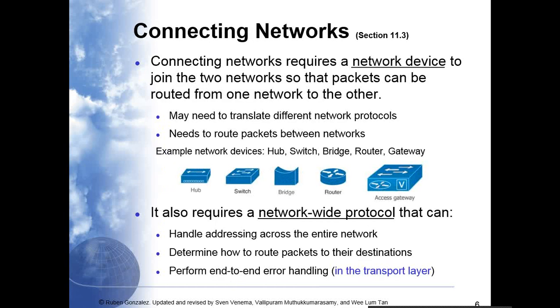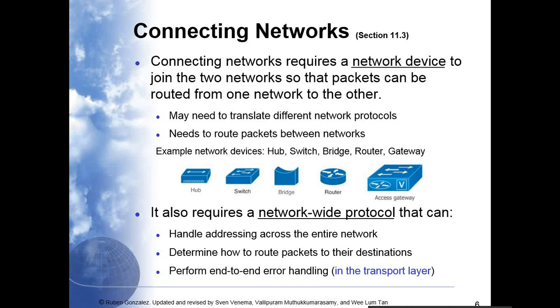So when you're connecting networks, that requires some kind of network device to join the two networks, and that means that the packets can be moved or routed from one network to the other. They can find their destination. To do that, you may need to translate different network protocols, so basically the languages that these networks speak may be different, and you may need to route the packets between the networks. So for example, if you're going to go from network A to network B, you need to know how to do that or which path to follow to make that happen.